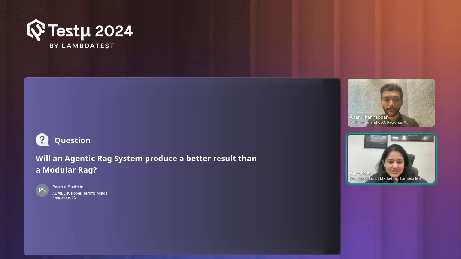He wants to know, will an agentic RAG system produce a better result than a modular one? Yeah, definitely. That's a good question. So ultimately, it really does depend on the specific things that you have defined in terms of the parameters that you've set up for the RAG system itself. And I'd say that there are a variety of different kinds of challenges, especially when you are working with agents as opposed to working in more modular formats.